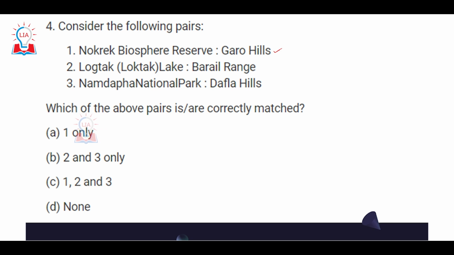Second, we have Loktak Lake in the Barail Range. This is an incorrect statement because Loktak Lake is situated in the state of Manipur, while the Barail Range extends all the way to the state of Meghalaya and up to the Naga Hills. Similarly, Namdapha National Park is also incorrect because it is not situated in the Dafla Hills, rather it is situated in the Mishmi Hills of Arunachal Pradesh. So the correct option will obviously be A. Only the first is correct.